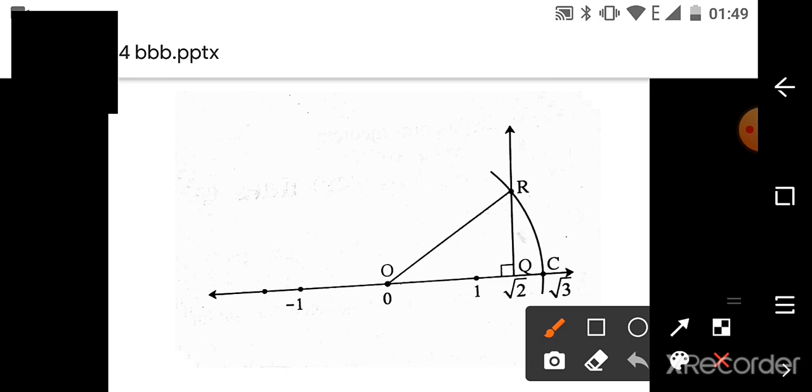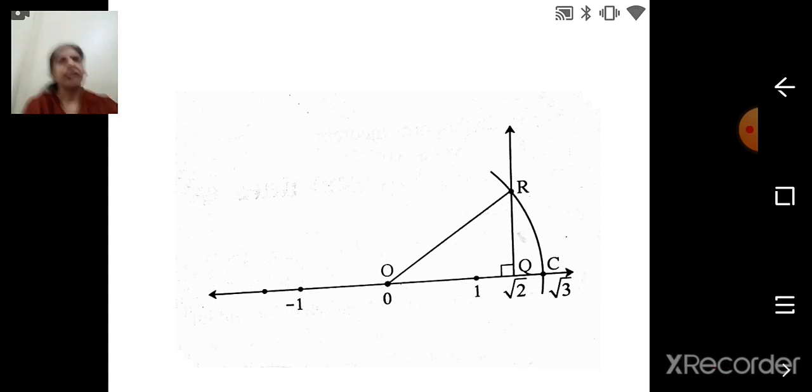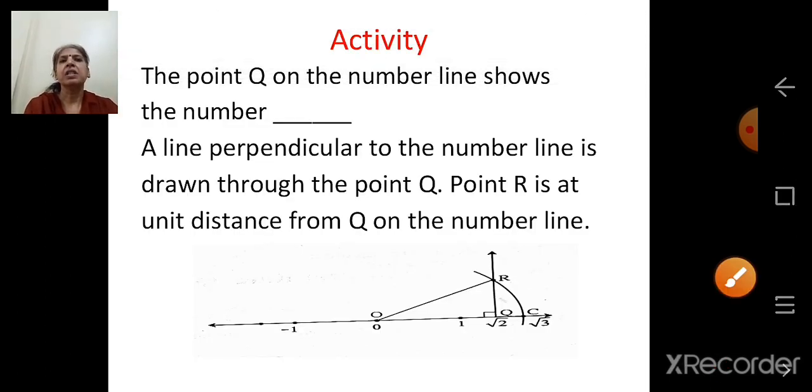So here the number line is given, and this number line is showing the point root 3. Point C shows the number root 3. And we have also seen that for root 3 you have to show the point root 2 first. So remember that if you have to draw root 3, first you have to do root 2. On root 2 we will be drawing the perpendicular, and then OR is the radius. This is root 3. So all this construction we have seen, right? So this is point C, and this explanation is of that construction.